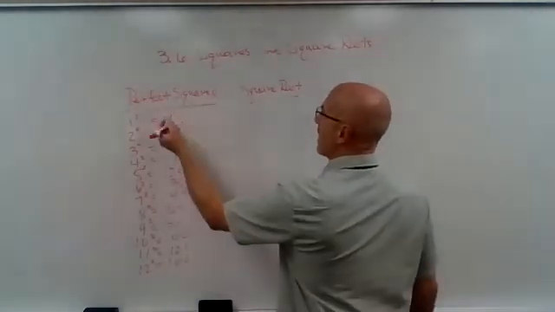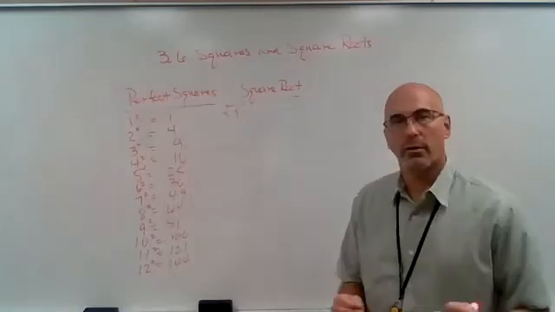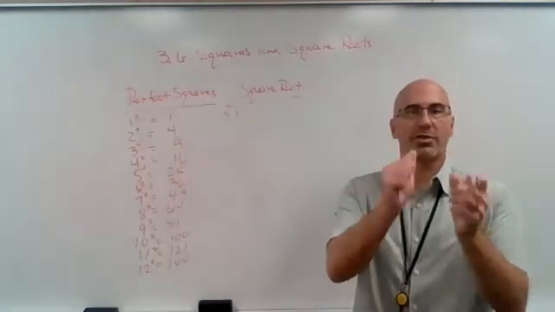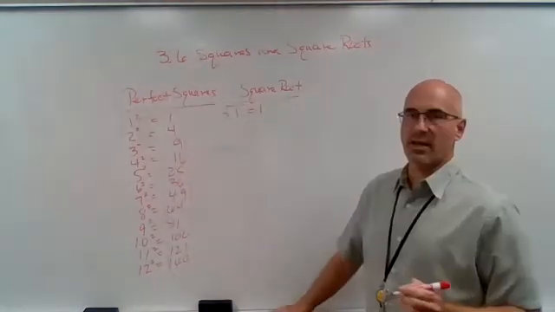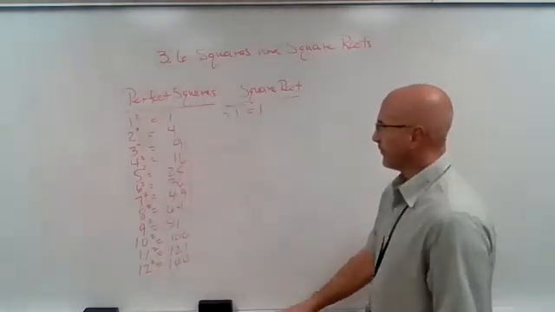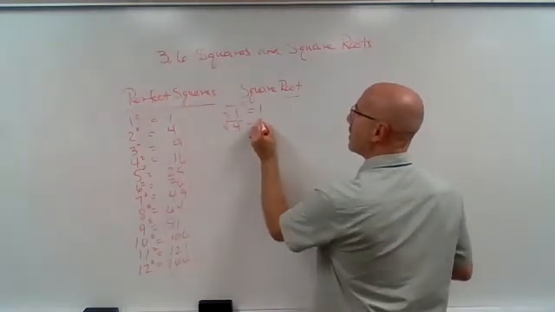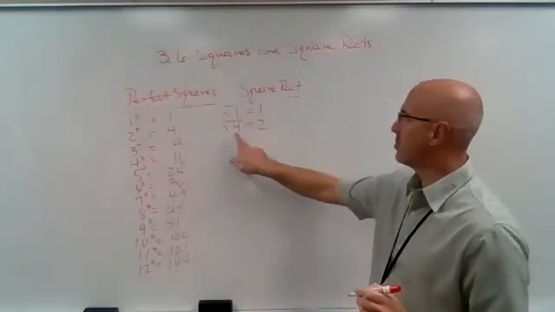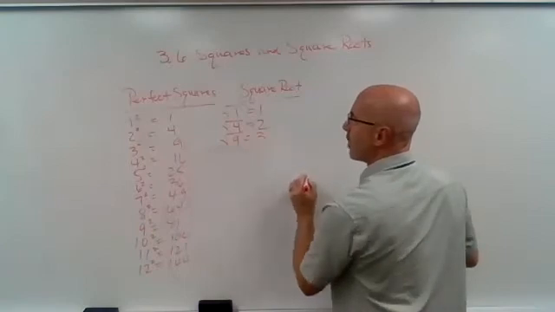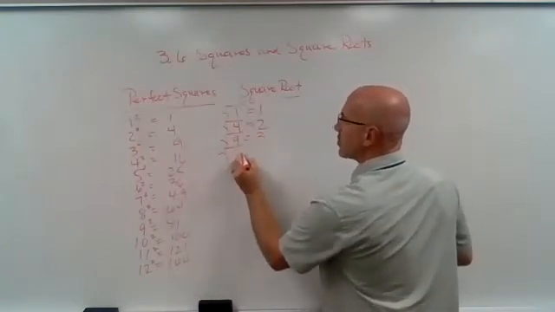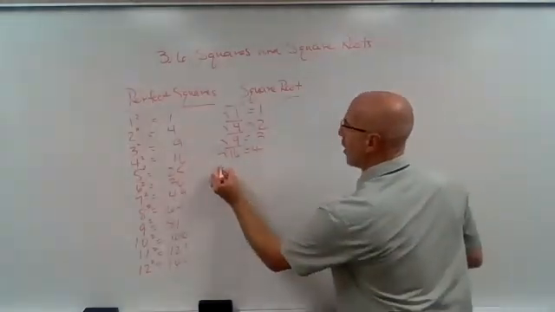So if I said I wanted to take the square root of 1, that means what do I have to multiply by itself to get 1? So in this case, it is 1. If I said I wanted to take the square root of 4, it is 2, because 2 times 2 is 4. We are essentially going backwards. Square root of 9 is 3. Square root of 16 is 4. And on down the line.